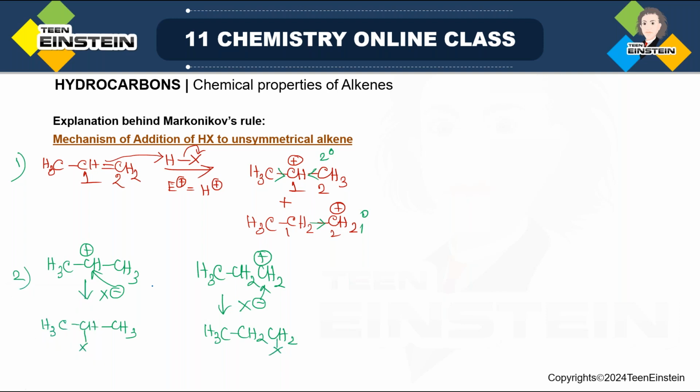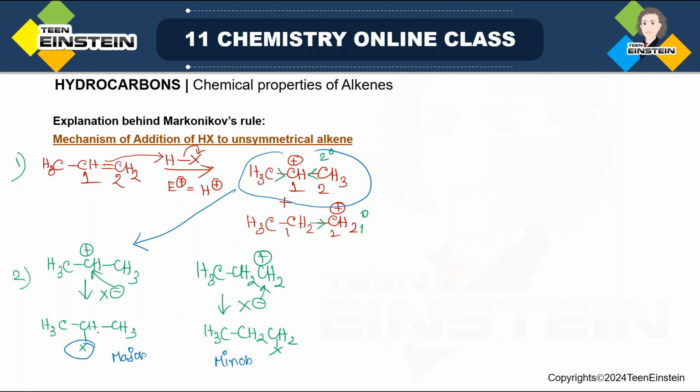Now look at this. We have already seen that this will give you the major product, so this is the major product where finally X minus is attached to the carbocation, and this will be the minor product. Now look at this major product. Here the negative part is attached to that carbon which is carrying a lesser number of hydrogen. Now you know what is the actual reason behind this Markovnikov rule.